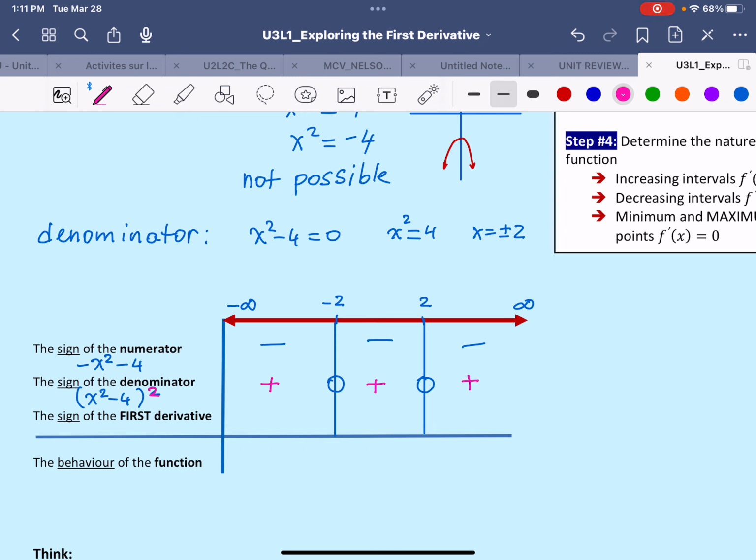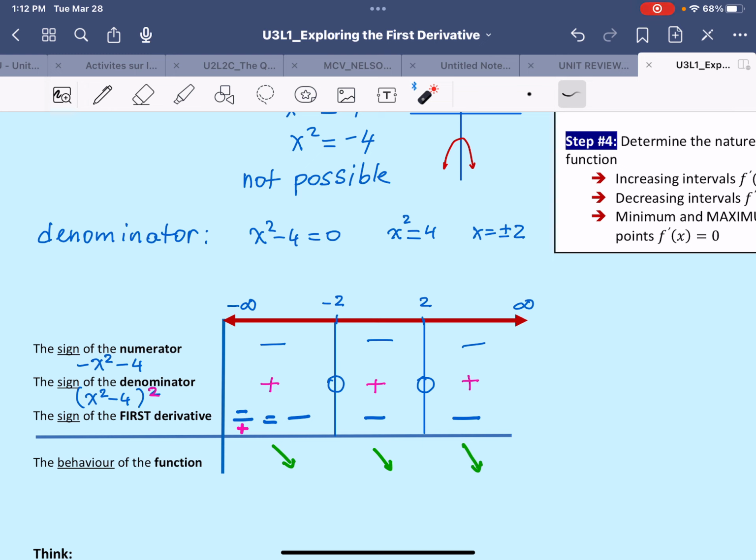So the value of the first derivative would be found as the ratio of the numerator with the denominator. So a negative divided by a positive will give a negative. Again, it's the same idea, a negative by a positive, a negative. So what that tells us about the behavior of the function is that the function will be decreasing, and decreasing again. So in this case, we're going to say that this function is decreasing at all times.